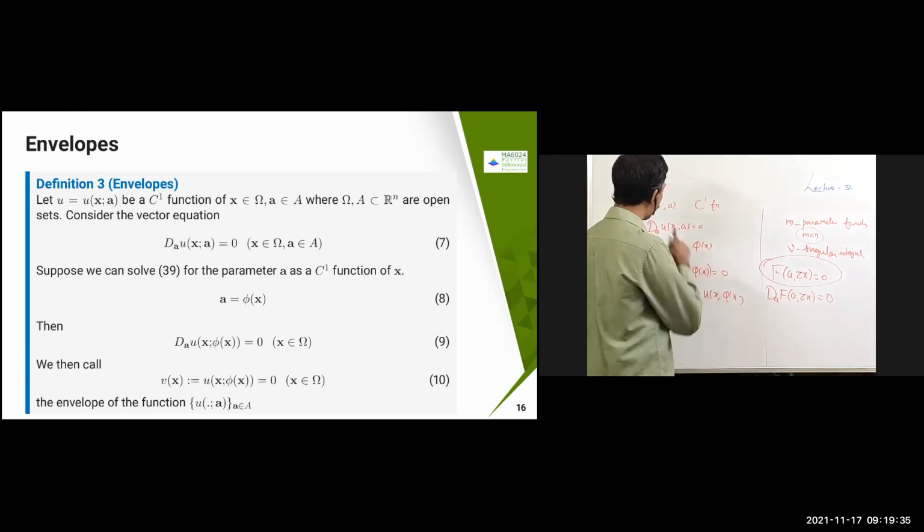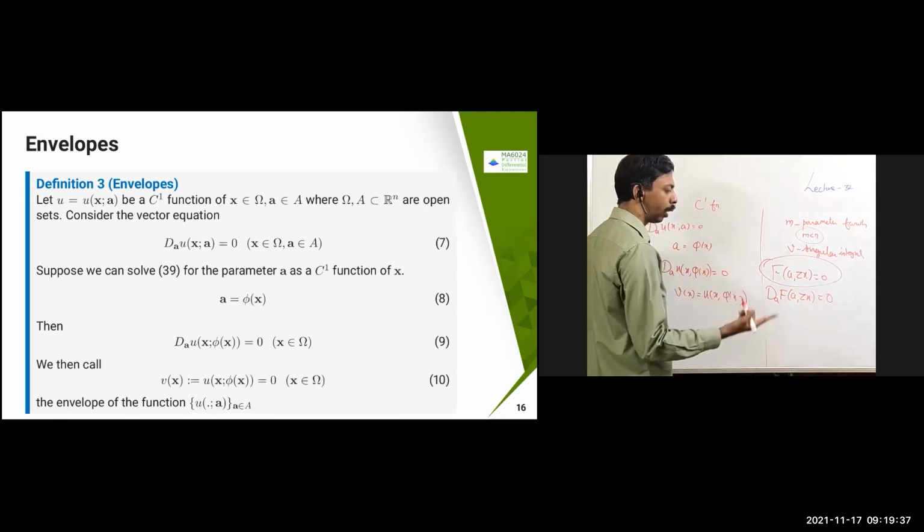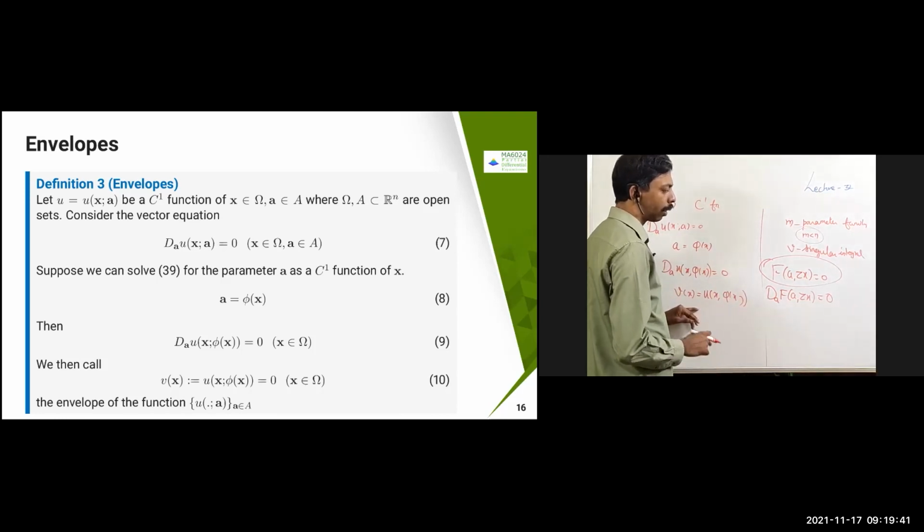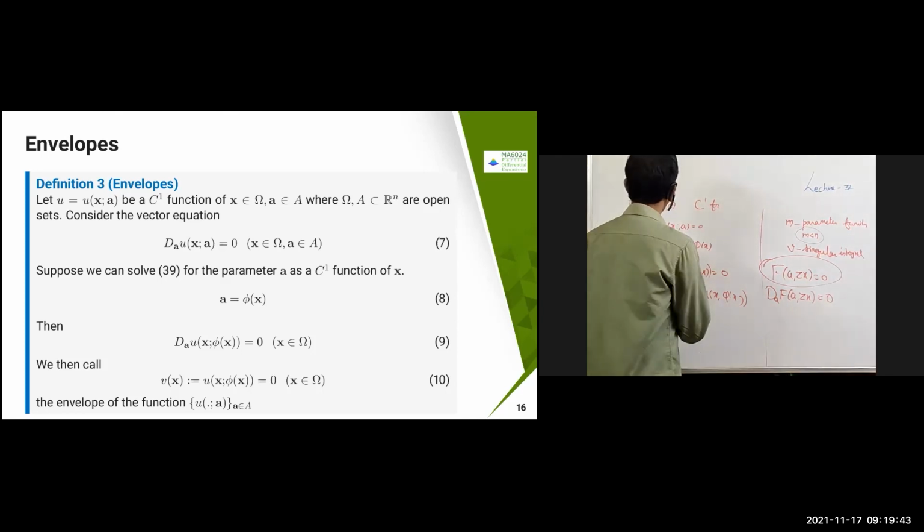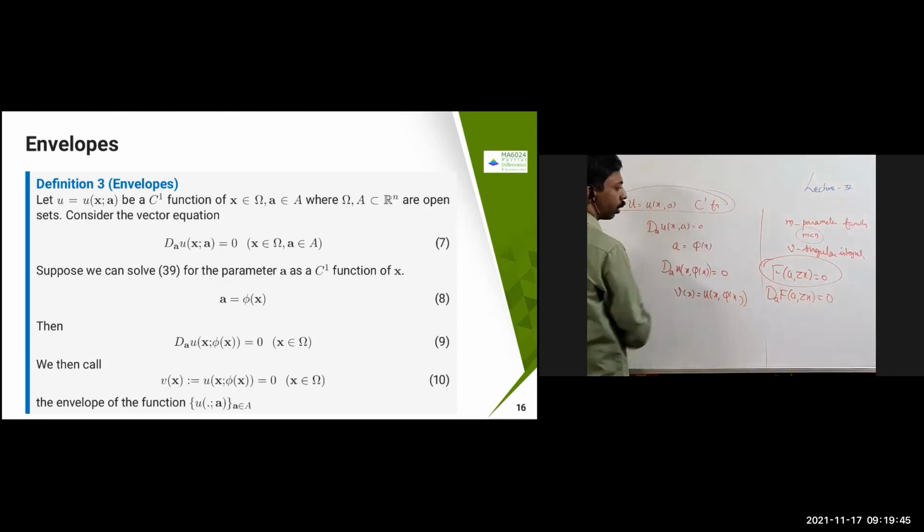That π(x) I'm going to substitute over here. Therefore, your solution is going to be of this form. So this v is called the envelope of the function. This is the complete integral actually. u equal to e(x, a) is a C1 function. This is a complete integral for which I'm trying to eliminate one of the constants.